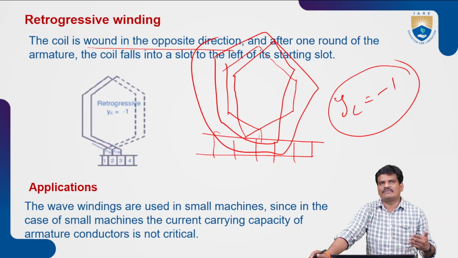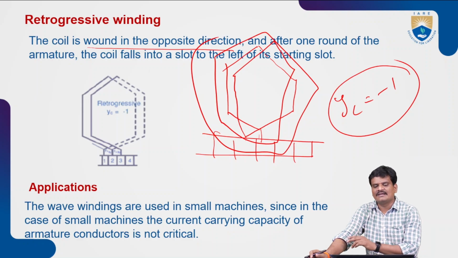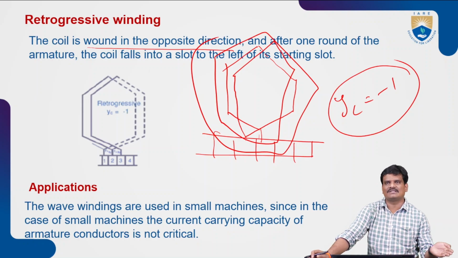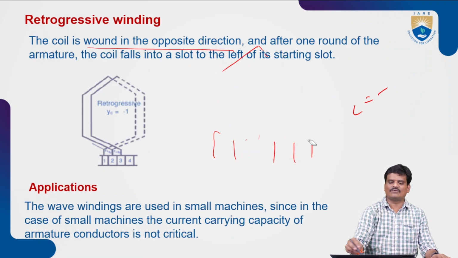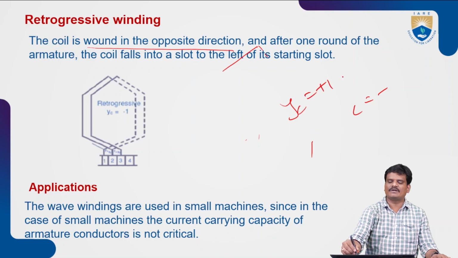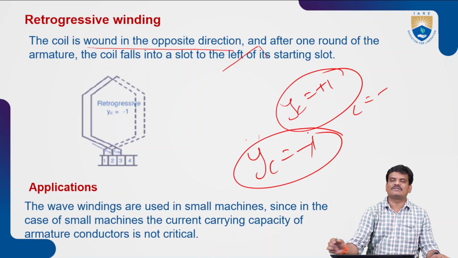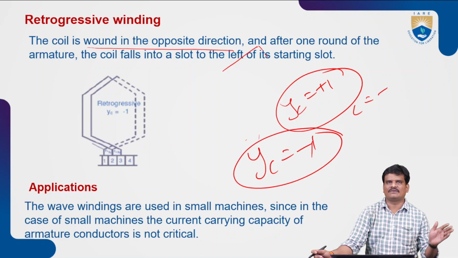So if it is a progressive winding, it should move only in one direction, and after completion of one round of armature, it will fall to the right of the starting slot. In this case, it is wound in the opposite direction, and after completion of one round of armature, it will fall into the next slot which is left of the starting slot. What is the main difference between these two? If it is a progressive winding, you need to progress only in the forward direction. If it is a retrogressive winding, you need to progress only to the left with respect to the starting slot.